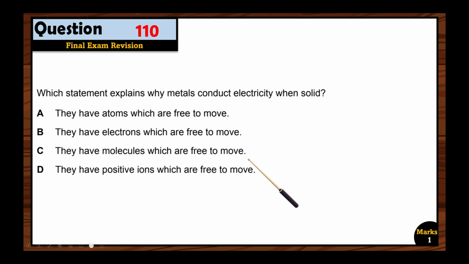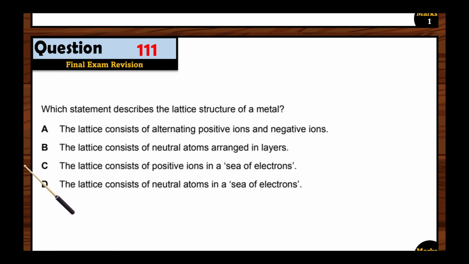Question 110. Which statement explains why metals conduct electricity when solid? Okay. Why do metals conduct electricity when solid? For electrical conductivity, they should have free electrons, right, to move. So can you find the electrons? Yes, they have electrons which are free to move. So option B is right.